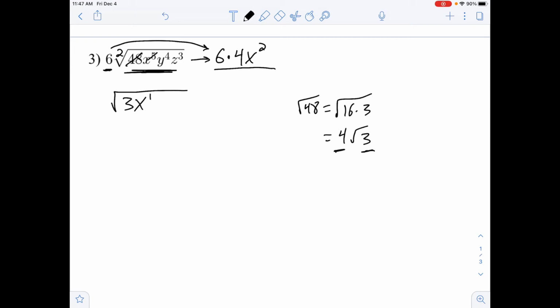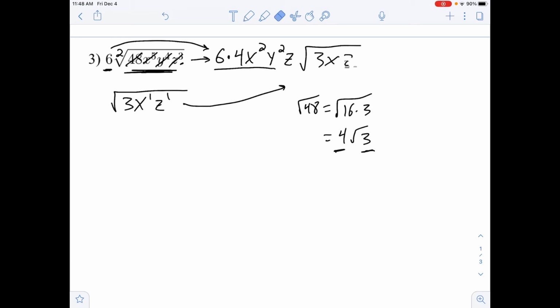So 2 goes into 5 2 times, and there's 1 left over, a remainder of 1. 2 goes into 4 2 times, and clearly there's no remainder there. And then 2 goes into 3 once, so take out a z here, and there'll be a remainder of 1, so that has to stay inside, 1z.